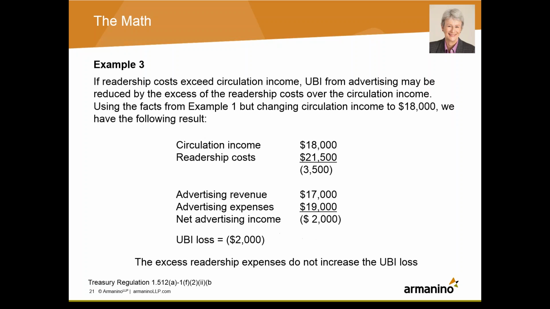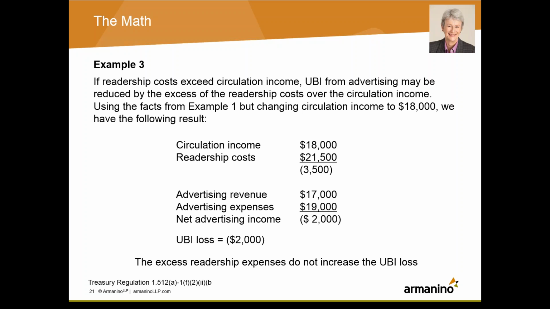I'm sorry, the next slide, please. Example 3, we're losing money from our circulation and readership costs, and we also have a loss from our advertising activities. Now note here that although the net loss from our advertising activities is a loss of $2,000, and we still have our circulation readership loss, we cannot increase our UBI loss by the loss in the publication activities. So we're limited just to that $2,000 loss, and we carry that forward.